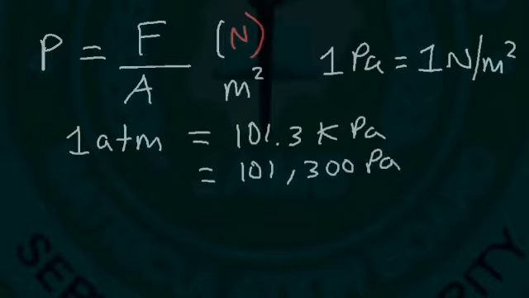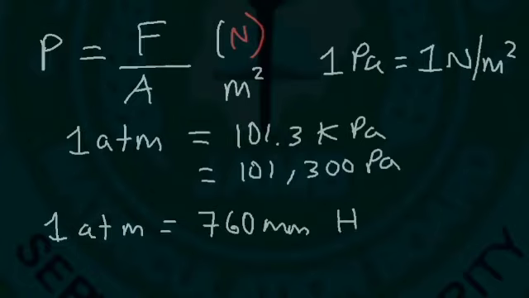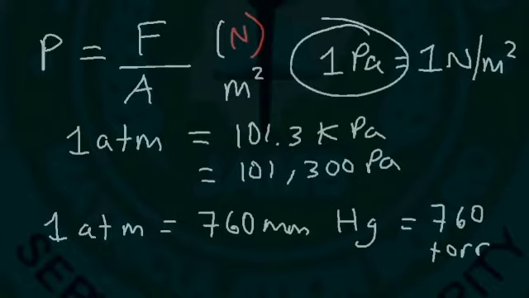Now you might see units of torr or millimeters of mercury. 1 ATM is equal to 760 millimeters of mercury, and this is also equal to 760 units of torr. Now these units are usually more associated with chemistry, but in physics, the standard unit for pressure is pascals.